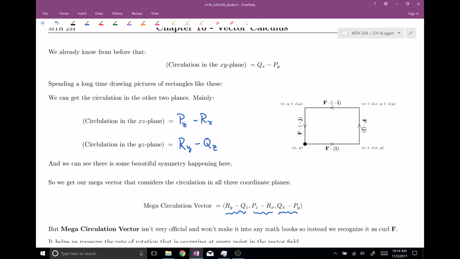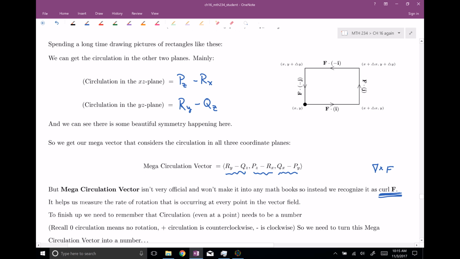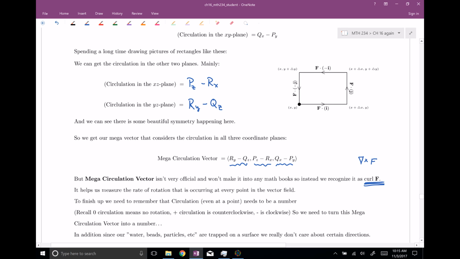Now, mega circulation vector isn't very official, but we've actually seen this vector before, right? This is exactly curl of F. Back in the definition, I told no one to memorize this thing. We should only memorize that this is the del cross F sort of deal. But if you calculate that all out, this is exactly what you get. So this mega circulation vector is our curl vector.